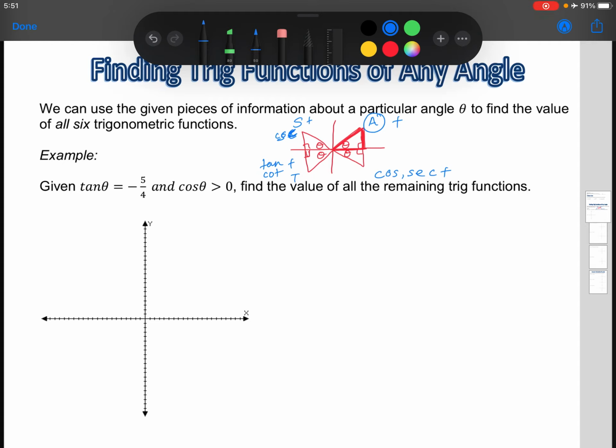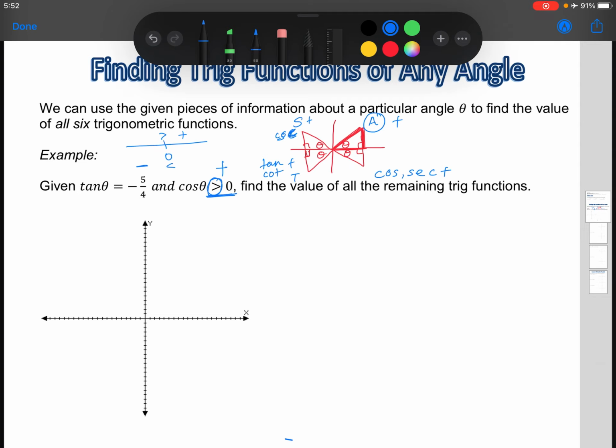Okay, so now how do we do these questions? Again, it's the same idea, but we're given a little bit more information. It's not very straightforward. We just need to extract it from there. So given tangent theta equals -5/4, and cosine theta is greater than 0. Greater than 0 means positive numbers. Think about your number line. That's your 0. All numbers greater than 0 are positive and less than 0 are negative. So be very careful. We need to understand how to read this. So cosine is positive and tangent is negative.